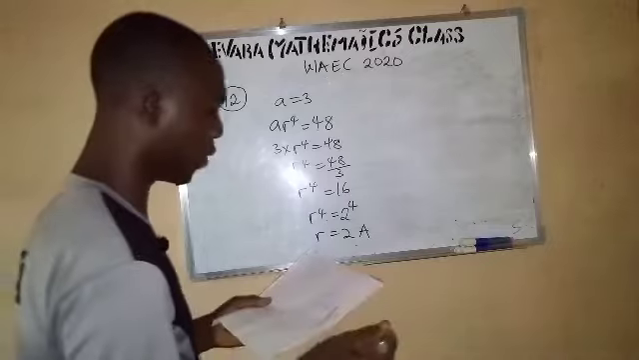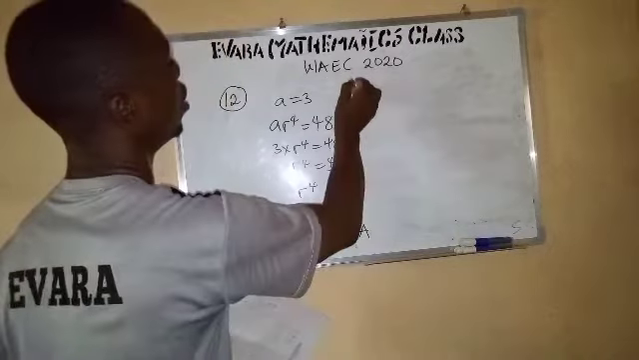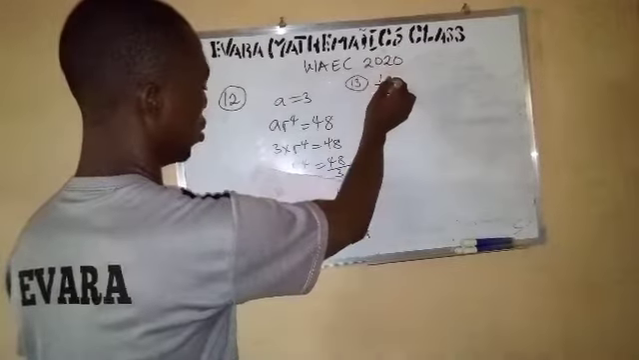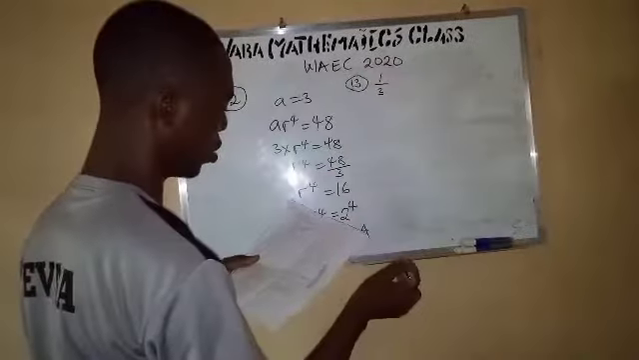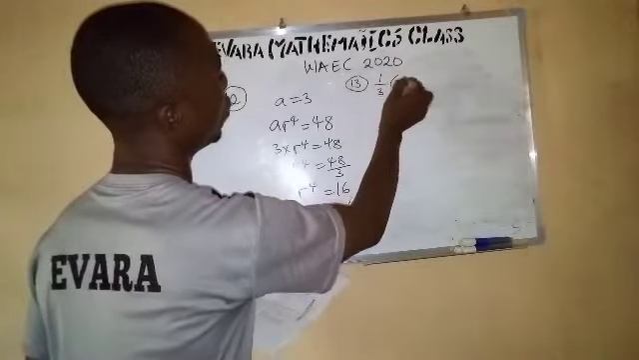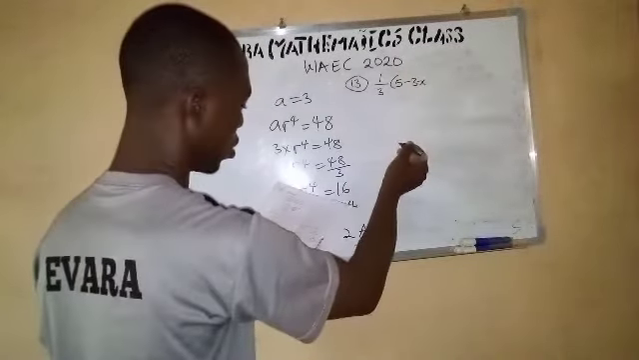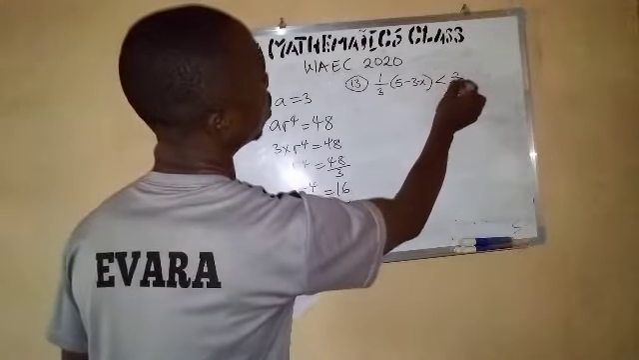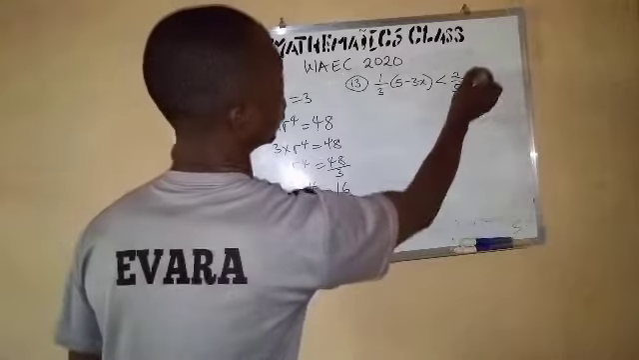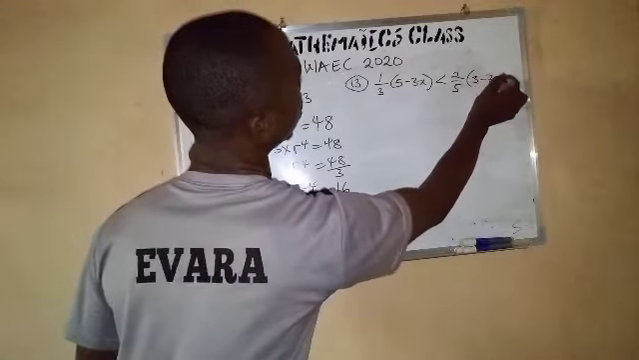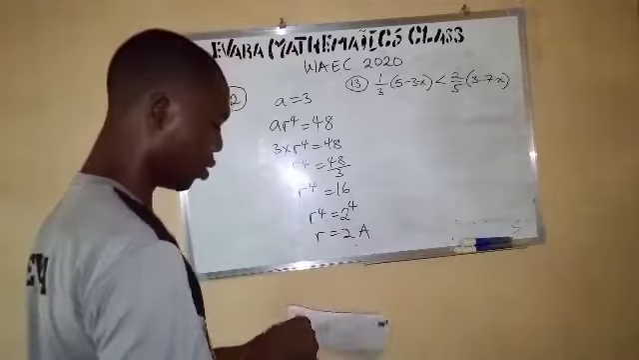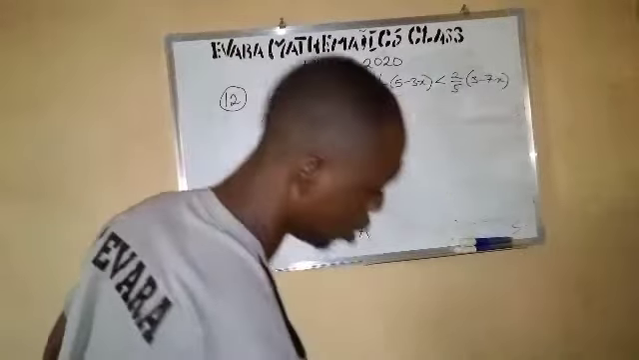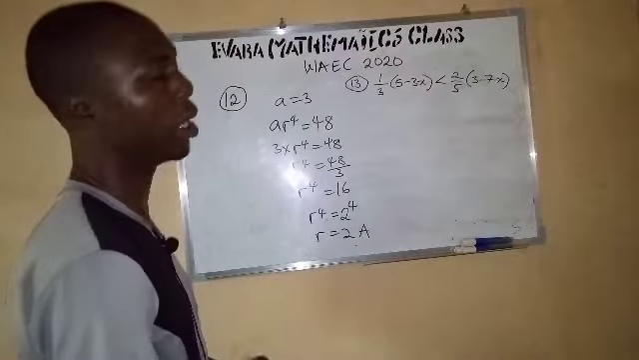Number 13, we have an inequality here. This one says 1 over 3 bracket 5 minus 3x less than 2 over 5 bracket 3 minus 7x. This is an inequality, and don't forget that we also solve inequality the way we solve normal equations.